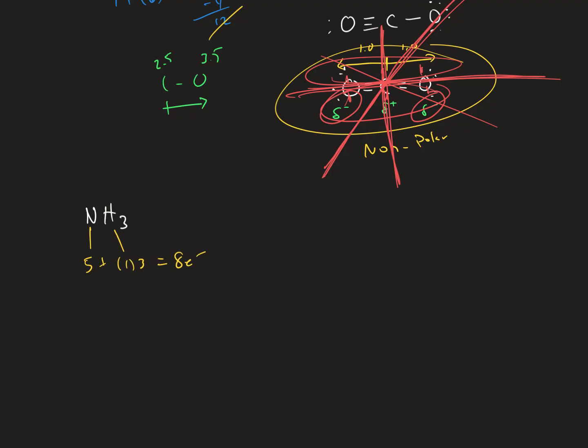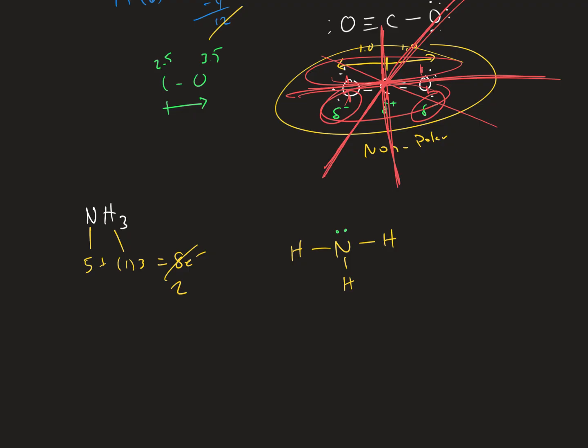Which one's the central atom? Nitrogen. We have 3 hydrogens hooked to it. Does it matter where we put them? No, as long as you just put 3 sides, right? 2, 4, 6. We have 2 left. Where do they go? Around the nitrogen. Never around the hydrogen, right? Hydrogen already has an octet. All right. So now, that's the Lewis structure.